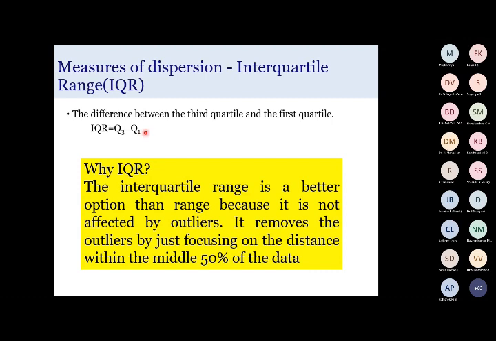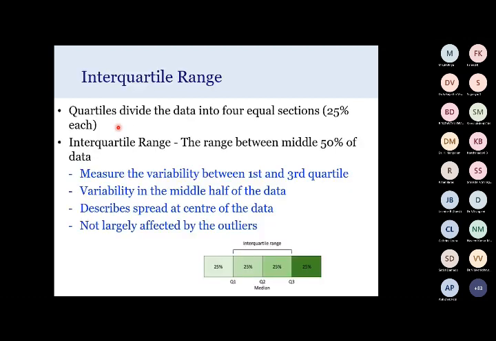Q1 we know will take care of the first 25 percentage. Q3 will take care of the first 75 percentage. So when you consider IQR, it will just take the middle 50 percentage of the data. It will not consider the values beyond that particular range. So this is another measurement we can take instead of range. IQR can be the better measure.